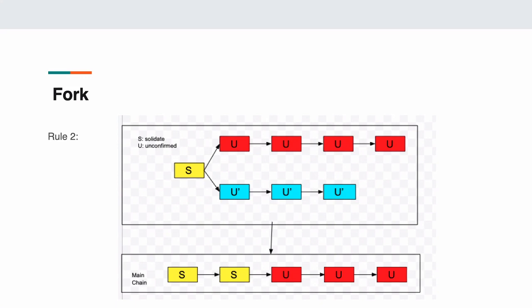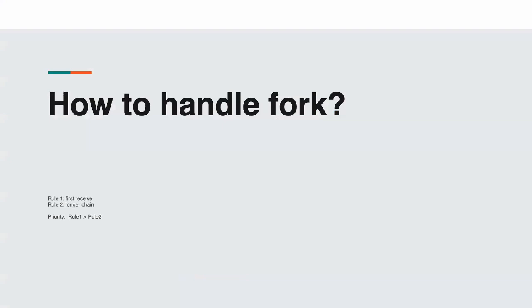Yeah, so this is the way we work. Always follow this rule. And for the priority, we always choose rule 1. If not, then rule 2. And this is how we handle forks.